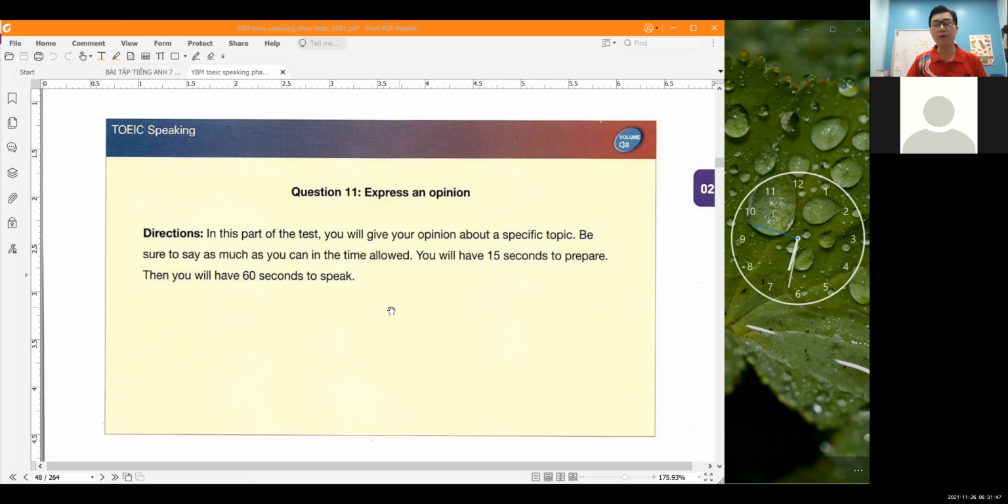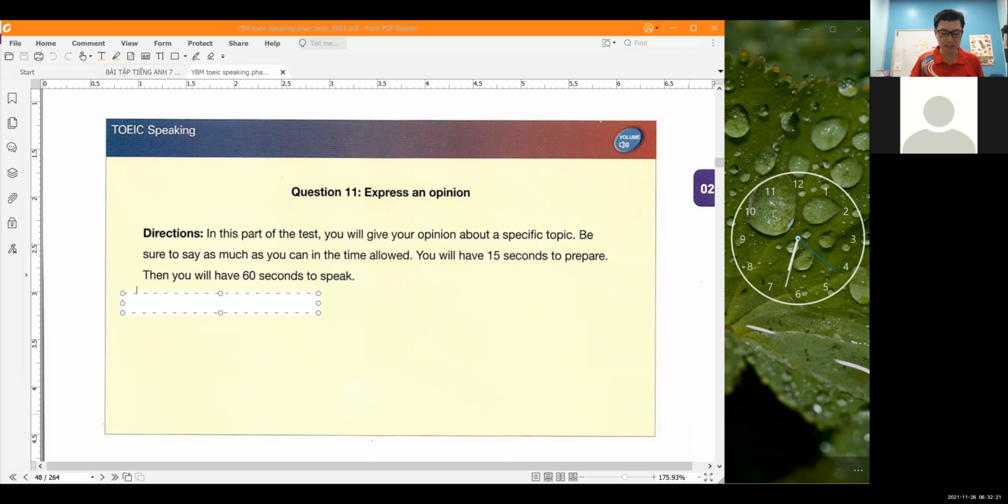We went through 10 questions of actual test 2, and now the last question, express an opinion. But before we go on with this question, I would like to review. What should you say in this part? Do you remember the frame? Yeah. Now, this is just like a short essay. What should you say?